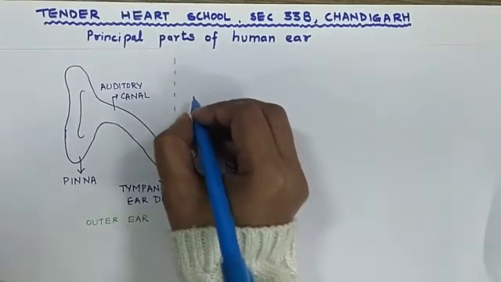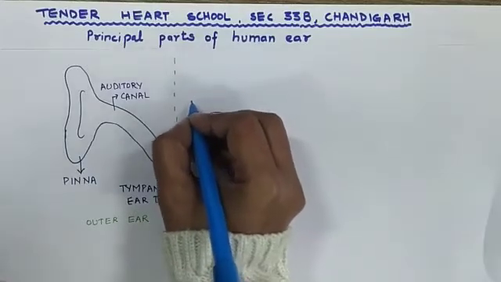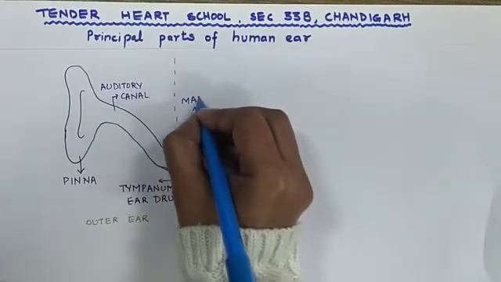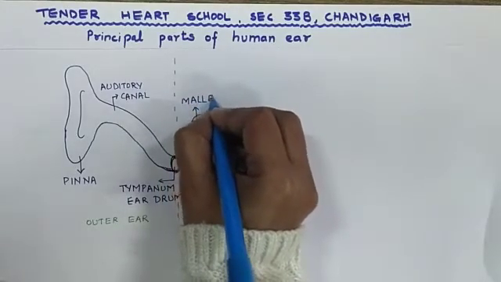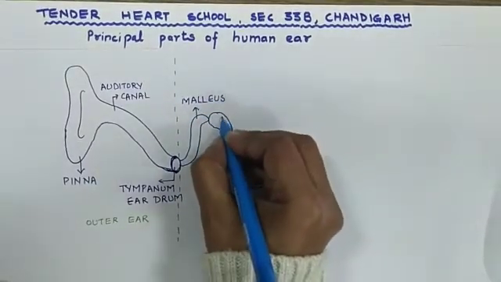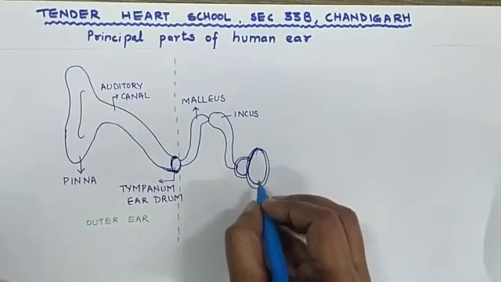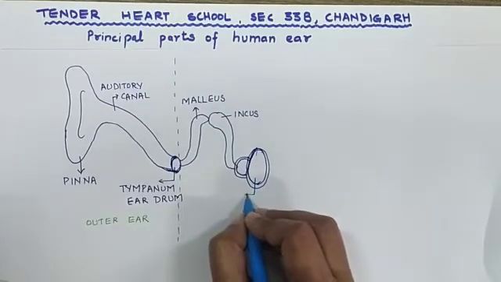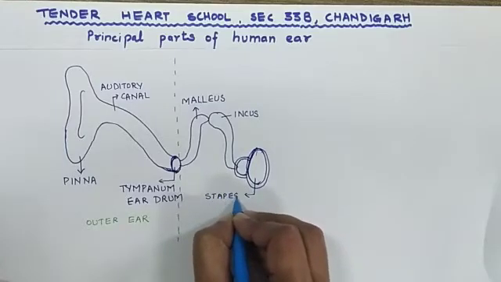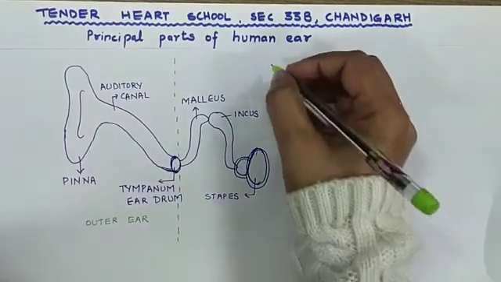So this one is the hammer, or what we call the malleus. So write it. Then let us label the second bone. This one is incus. And the third bone, this is the stapes. These three bones are the parts of the middle ear.